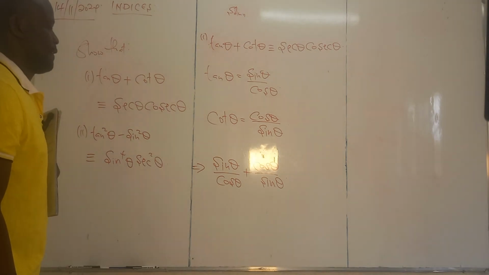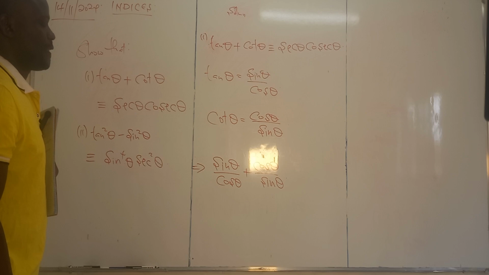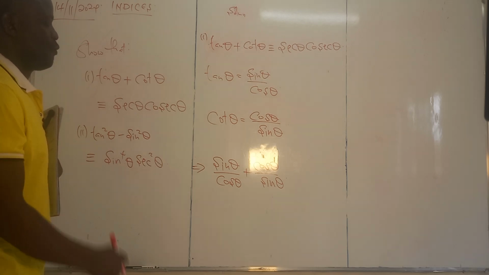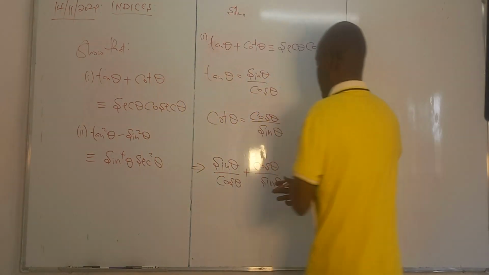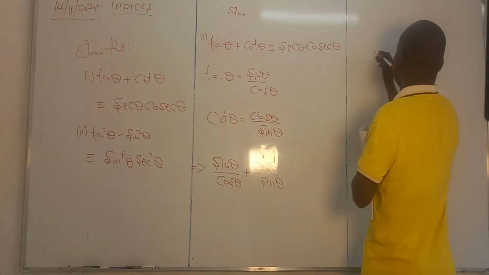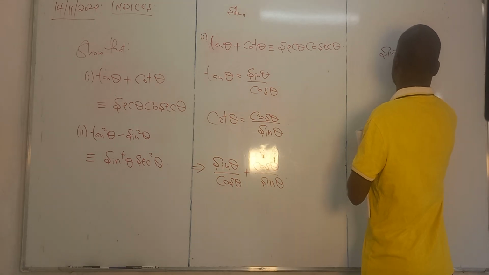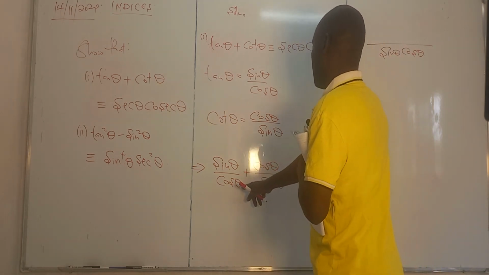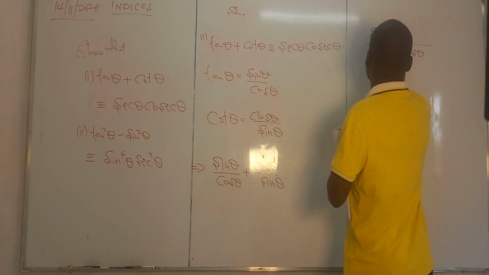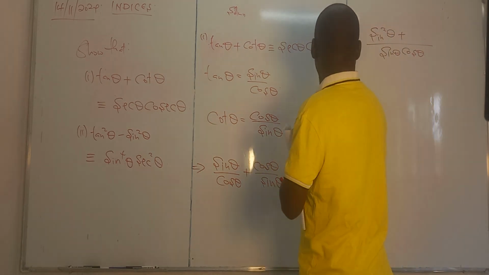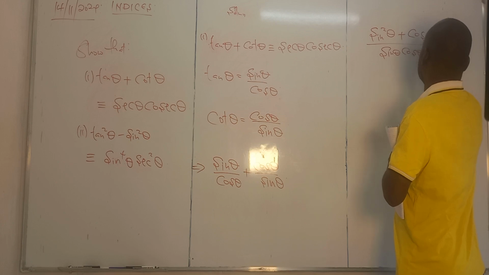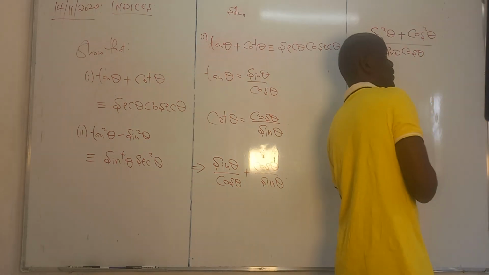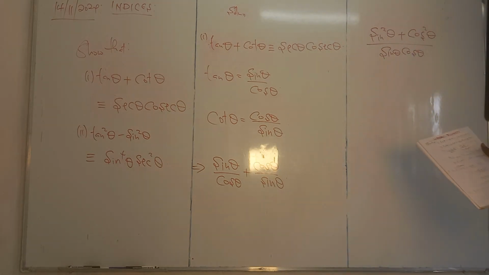And I should then see what my LCM is, because for me to bring them together, I need to consider the LCM. And my LCM is basically cos theta sin theta. So I'll write here sin theta cos theta as the LCM. And then that simply means that I'll be having sin squared theta here plus cos squared theta as such. So that leaves me sin squared theta plus cos squared theta over cos theta sin theta.